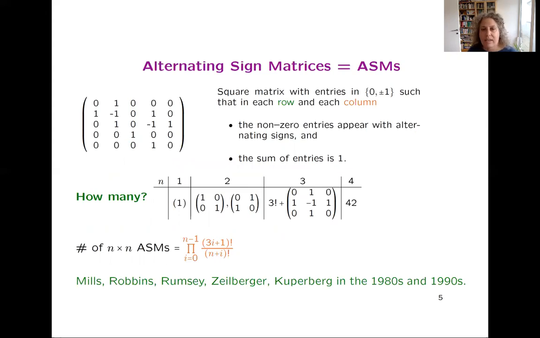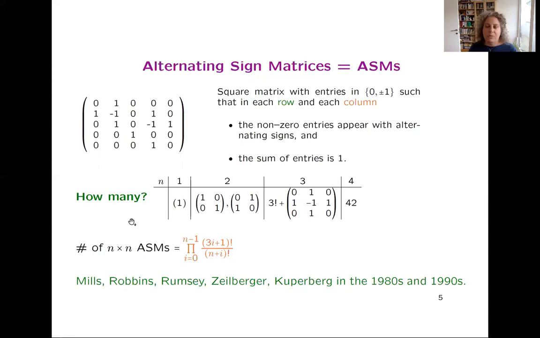So an alternating sign matrix is a square matrix with entries 0, plus or minus 1, such that in each row and each column 2 conditions are fulfilled. So first condition is that the non-zero entries appear with alternating signs. And the second condition is that the sum of entries is always 1. So here you see an example of such a matrix.